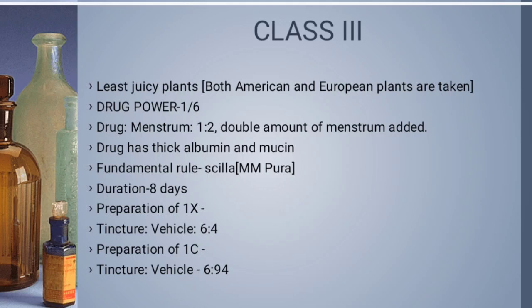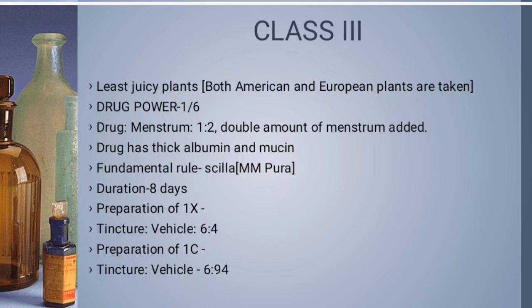Now we will see how we will prepare the mother tincture, meaning what is the ratio between alcohol and plant, meaning drug substances. Here we are taking 2 parts of the alcohol and 1 part of the drug substances, meaning the ratio is 2:1.